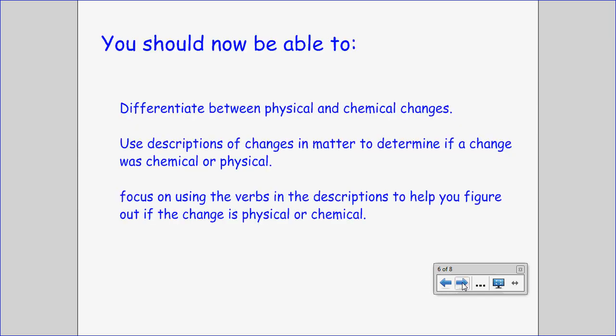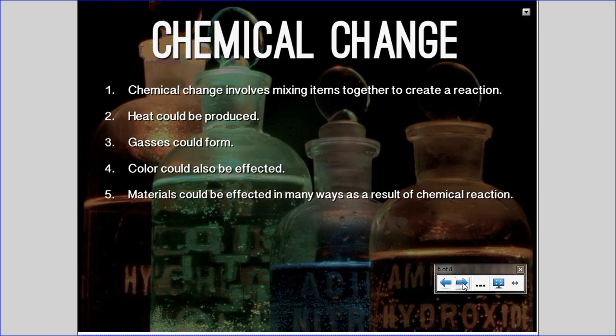Okay. So you should now be able to differentiate between physical and chemical changes. Just remember, is it a matter of style or is it a matter of substance? Did the thing change shape or phase, or did it actually change identity? That's going to help you figure out if it's a physical or a chemical change. So focus on using those verbs in the descriptions to help you figure out if the change is physical or chemical. I have just two more slides to show you.